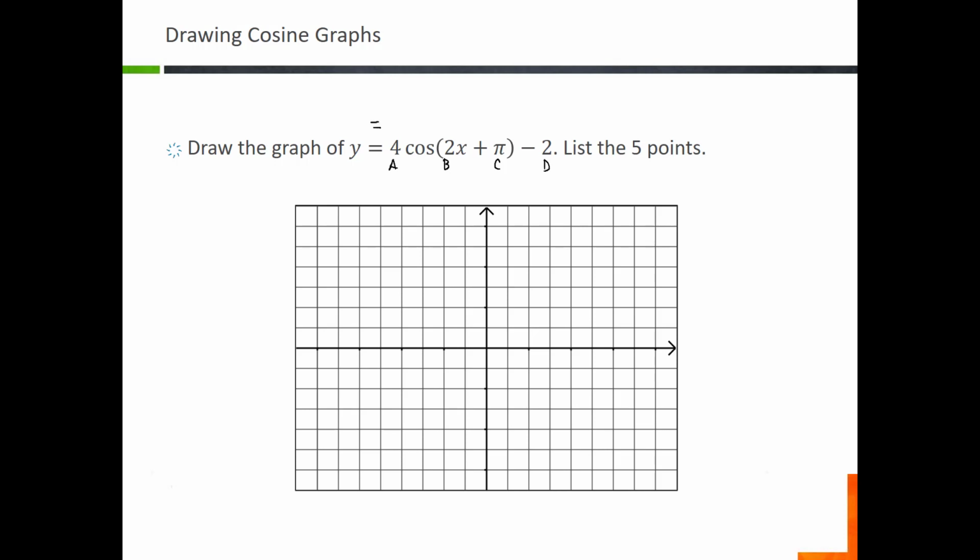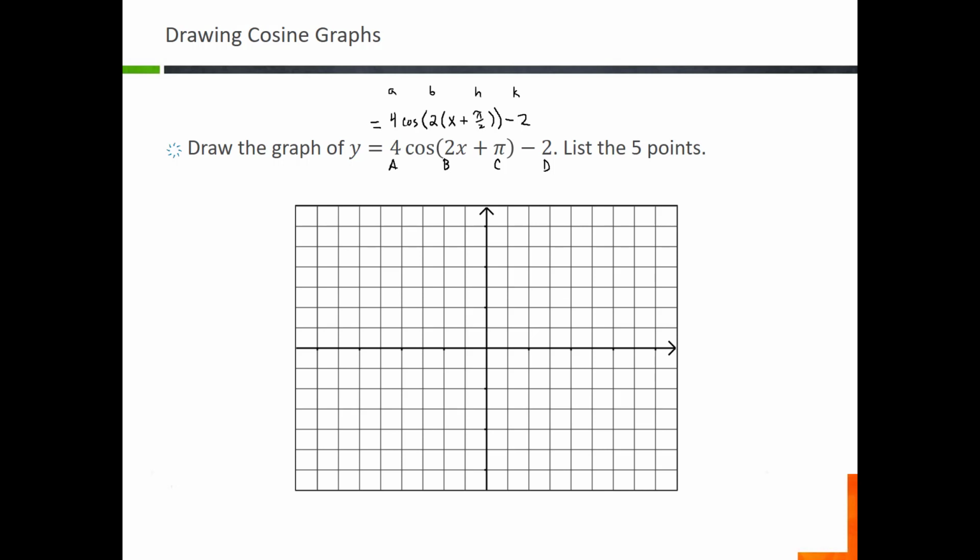So I'm going to rewrite this as 4 cosine, and then inside our first parentheses, we're going to have a 2. So I need to factor a 2 out of the 2x and the pi. If you take the 2 away from the 2x, you're just left with an x. And if I take a 2 and divide it into the pi, I'm going to have a pi over 2. And then we close our parentheses. Notice if I were to take that 2 and distribute it back into the parentheses, I would get 2x plus pi. So it should come out to be the same thing. And then minus 2. So this is the A, the B, the H, and the K.